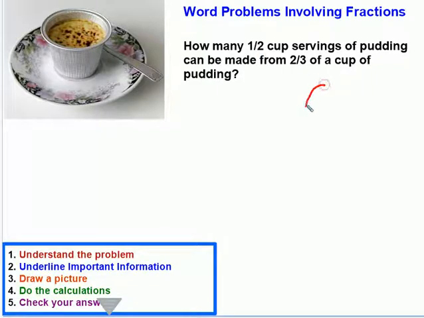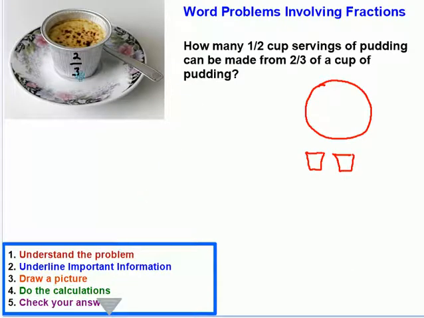So we've got a 2/3 cup bowl of pudding, and we're trying to find out how many smaller 1/2 cups can be made from that 2/3 cup. So if you think of it over here, we can have this as 2/3 of a cup of pudding, and we're trying to find the smaller amounts.